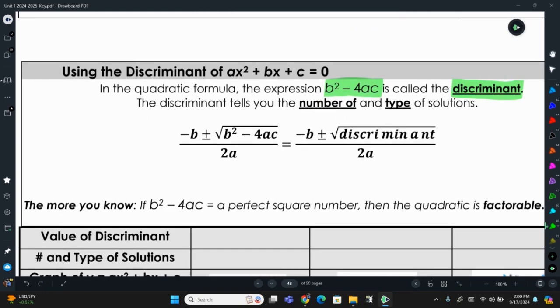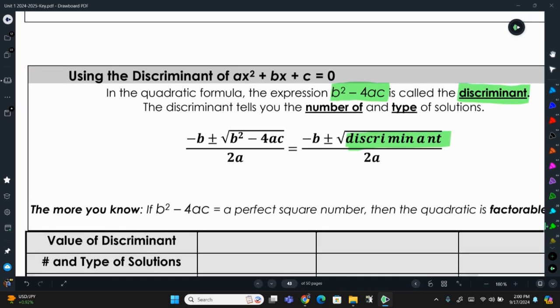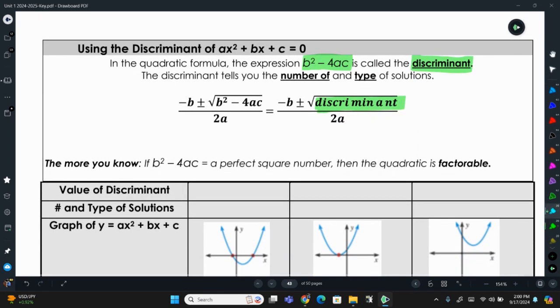So another way of thinking about the quadratic formula is negative b plus or minus the square root of the discriminant all over 2a. Now, if that discriminant, so the number underneath the square root, is a perfect square, then that equation is factorable. And you could say, well, let me stop doing the quadratic formula and go ahead and factor it because that might be easier.